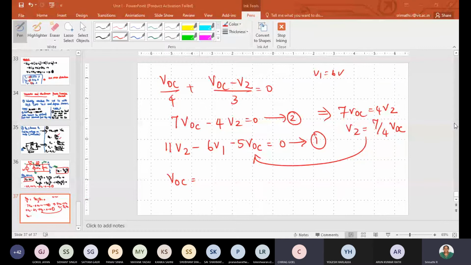Ma'am, we use 0.5 volts. No, it's 5.33 volts. Anywhere you committed a mistake? Anybody? So VOC is coming as 2.5, it should be 5.33. Then your equations might be wrong. Whatever you wrote, it said I have written.